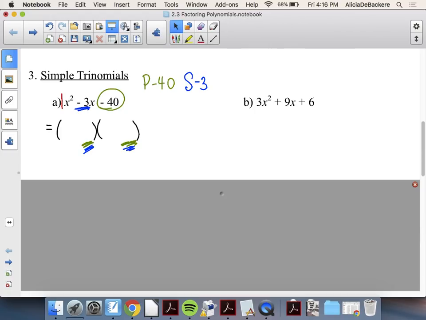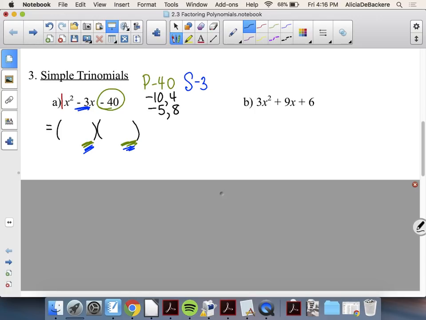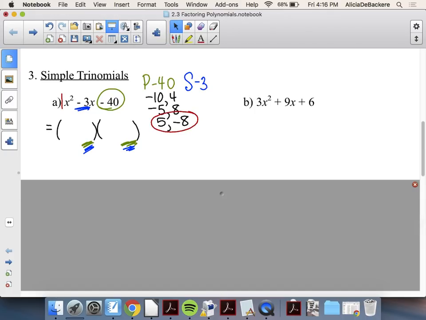So I'm going to think through all the numbers that multiply to negative 40, so maybe like negative 10 and 4. And I'm just going to keep going through here. I could do negative 5 and 8. Ooh, that's kind of close because that gave me positive 3. So then I'll just switch the signs around, and I'm going to get negative 3. So that's my pair right there. Simple trinomial factoring is really nice because you just get to pop those two numbers right into the brackets. So I know that the two numbers that I needed were positive 5 and negative 8.